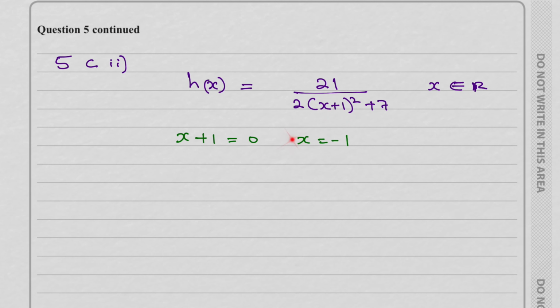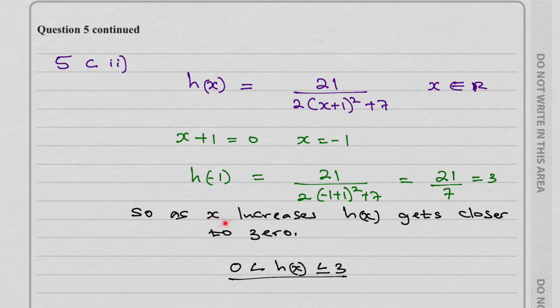So we want to find h of minus 1. So h of minus 1 equals 21 over 7, because when you put x equals minus 1, you get 0 in the bracket. So you're going to get 21 over 7, and 21 over 7 equals 3. So as x moves away from minus 1, h of x gets closer to 0. And so 0 is less than h of x, which is less than or equal to 3.